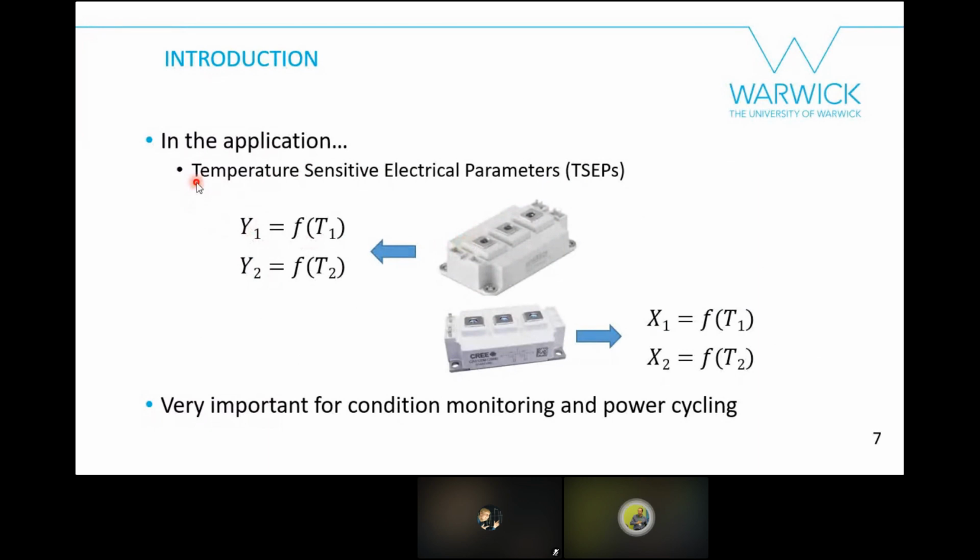So in the application, there is a trend that consists in using temperature-sensitive electrical parameters for implementing condition monitoring. So these parameters are function of temperature, and as I mentioned before, if temperature is changing because of degradation, because you are operating beyond the limits, these parameters are going to change, and monitoring these parameters can be really important for condition monitoring. And it's also really important for power cycling tests, as temperature is a key parameter in power cycling tests.